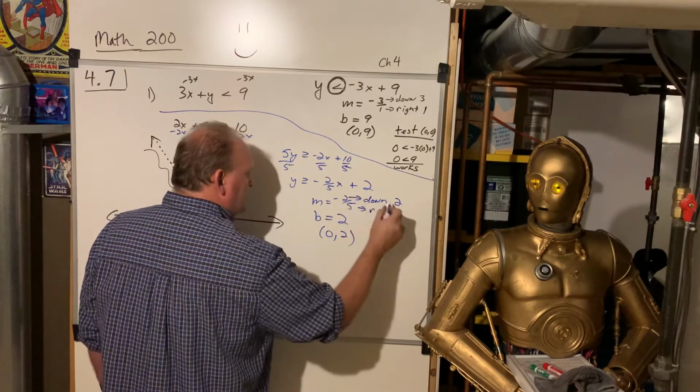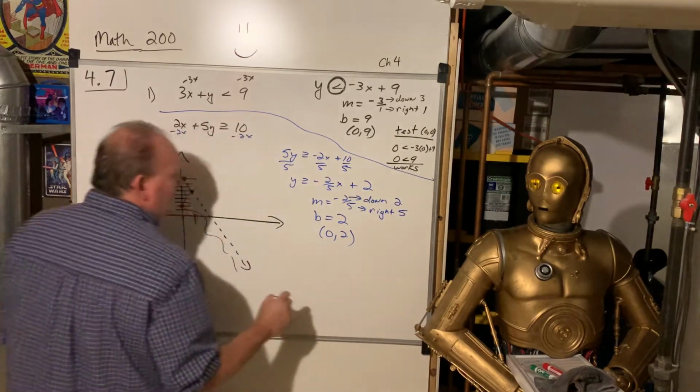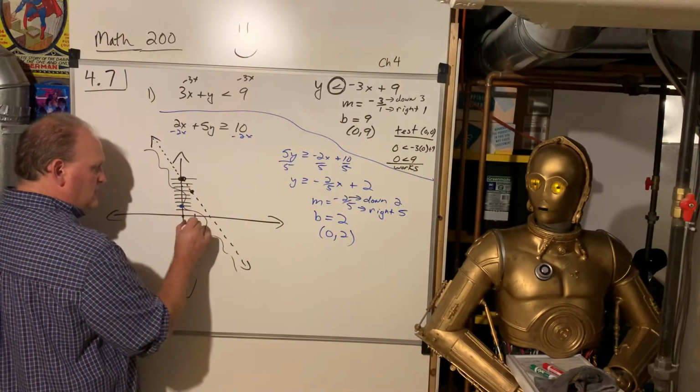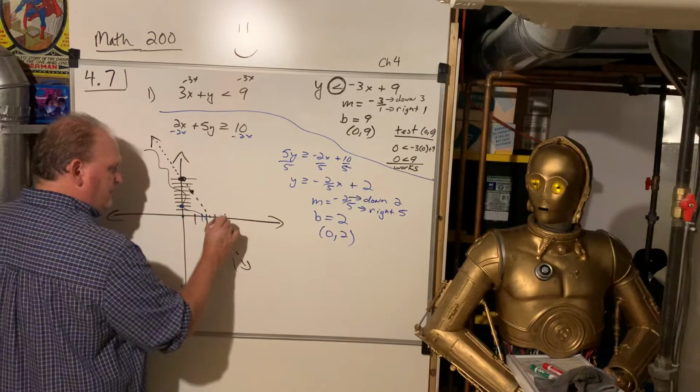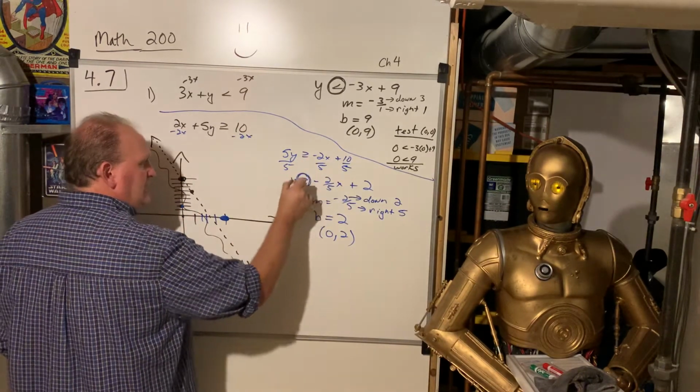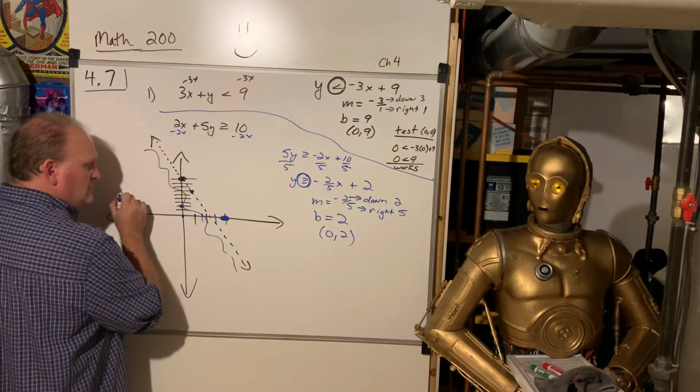So if it's negative, always attach it to the top, and that means up or down, positive up, negative down. And so down 2, 1, 2, and then to the right 5. 1, 2, 3, 4, 5. And now this should be a solid line because it's greater than or equal to, or less than or equal to.